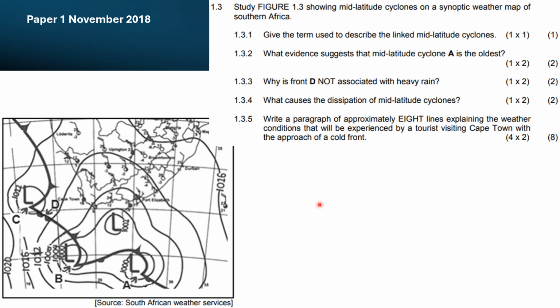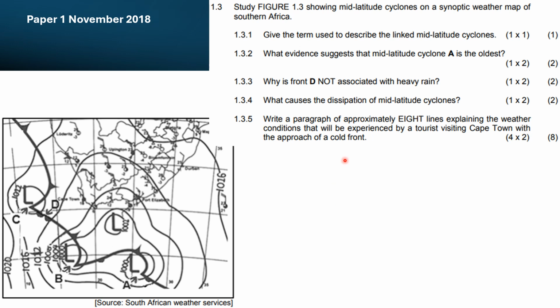Last question, which is a favorite with the examiner, the impact that weather has on a torus, but specifically how that cold front is going to impact the weather at Cape Town. So here goes. Cold front brings behind it cold air. The temperature is going to decrease. The pressure is going to increase.